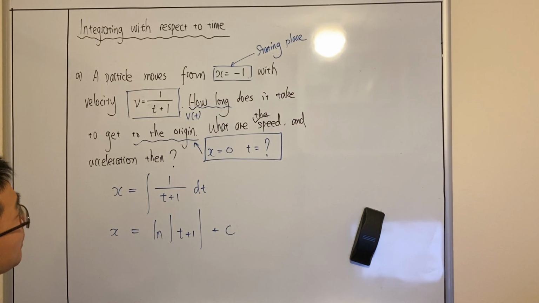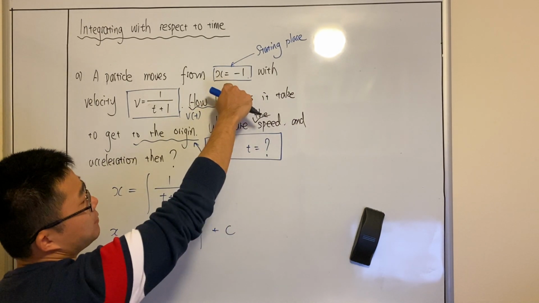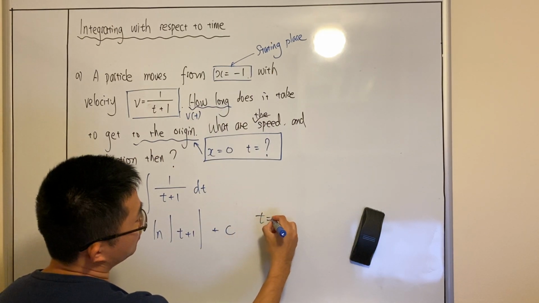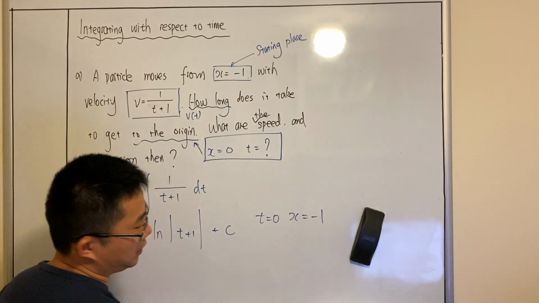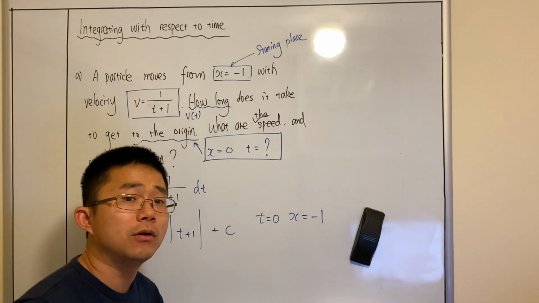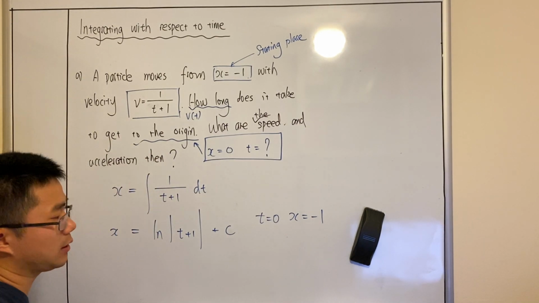So how do we do it? Initially, so this is the starting position, right? Initially, when t equals 0, x is equal to minus 1. So negative 1, or 1 unit to the left of the origin.